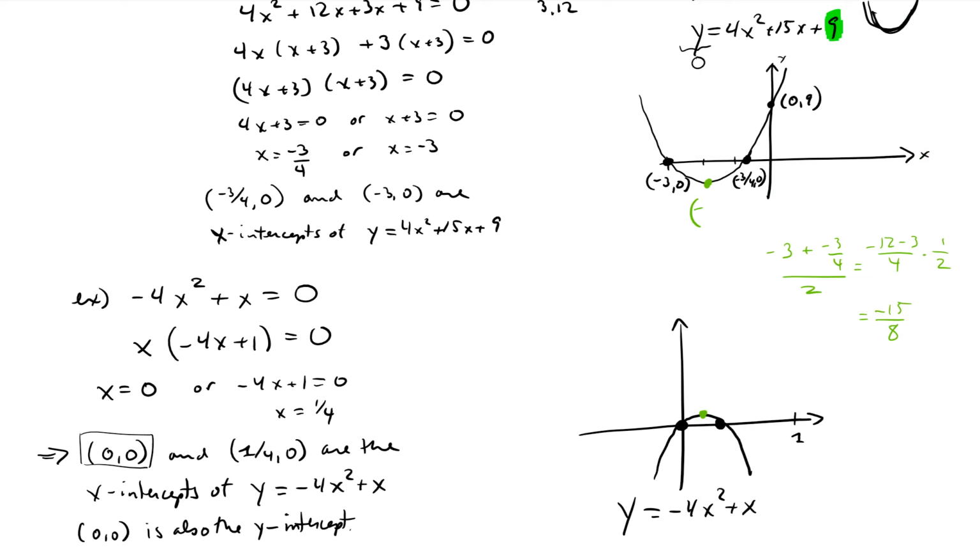So minus 15 over 8, and to get the y-coordinate I would have to replace x by minus 15 over 8 in this equation here. I would get something else.